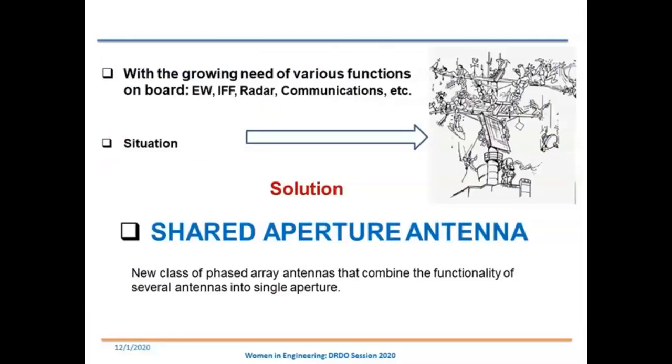And the future of antennas for radar is that a lot of functions are now being incorporated in the radar. For example, we don't want our radar to simply act as a radar, but it should have IFF, it should have electronic warfare components in it, and it should also be used for communication. The research is still going on, and the solution is this shared aperture radar, where a single antenna has a huge responsibility, so that it can combine the functionality of multiple antennas into a single aperture, so that all these functions can be incorporated in a single system.